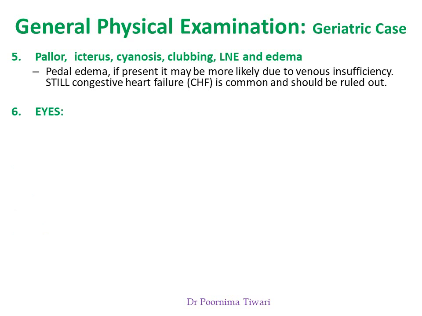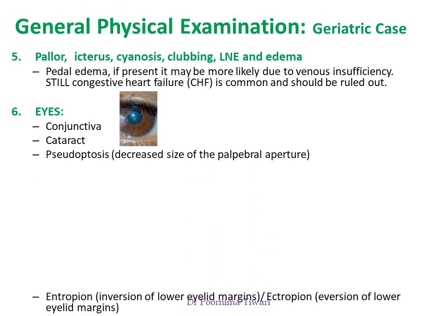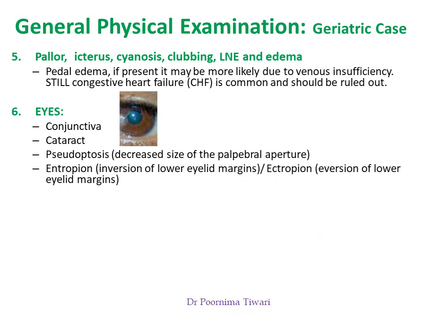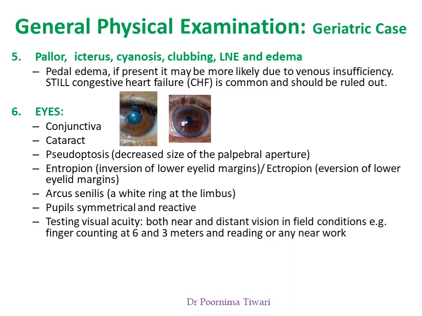Then examination of the eyes, conjunctival foreign body, cataract, pseudoptosis, that is decrease in the palpebral aperture, entropion, ectropion, arcus senilis, we will often find in the elderly patient. Whether the pupils are symmetrical and reactive to light. You must test the visual acuity. Both near and distance vision should be tested.